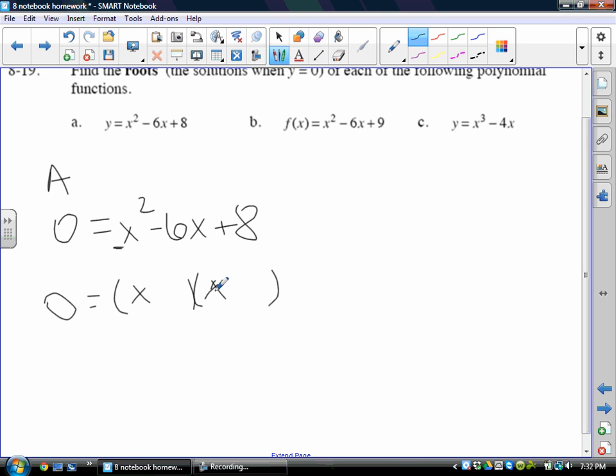So what things multiply to get me to 8, and they could add to get to negative 6. So these are going to be 4 and 2 are my numbers, and they're going to both be negatives. Okay, so now I'm going to use the zero property and set each of those parentheses equal to 0 and solve it. So x minus 2 equals 0. That will give me x equals positive 2.